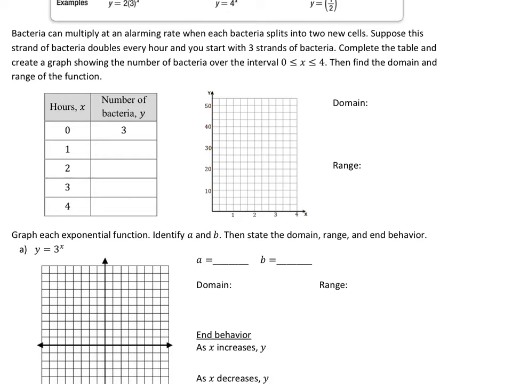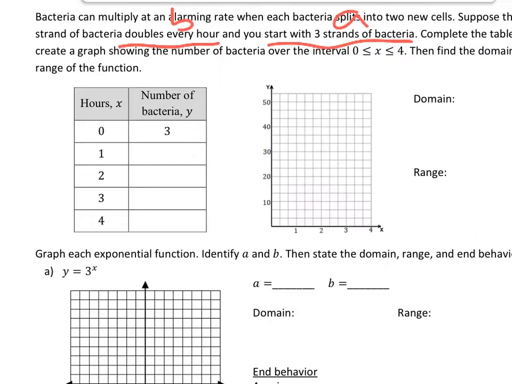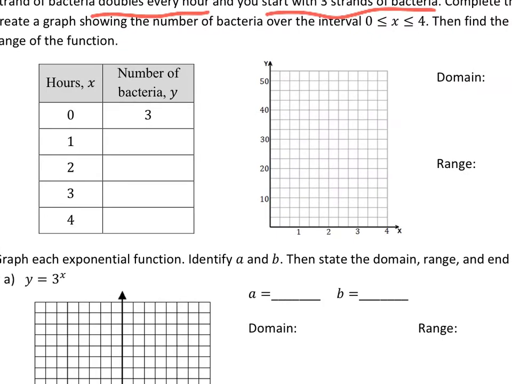Alright, so just in this sentence alone, doubles every hour is our rate, and it literally says you start with 3 strands of bacteria. So that's our A and that is our B. If we were using the formula for that, we'd want to first denote those and make sure we have those. Okay, so it doubles every hour, but we're starting with 3. So in this chart, after 0 hours we have 3 because that's what we're beginning with. So it doubles every hour. So 3 doubling would be 6. 6 doubling would be 12. 12 doubling would be 24. And 24 doubling would be 48.